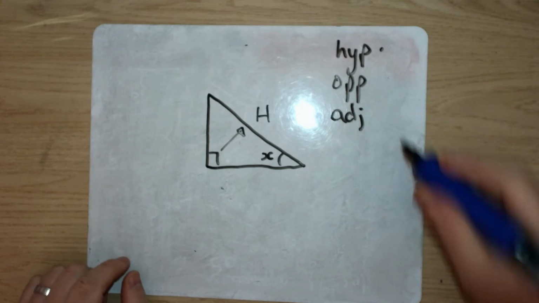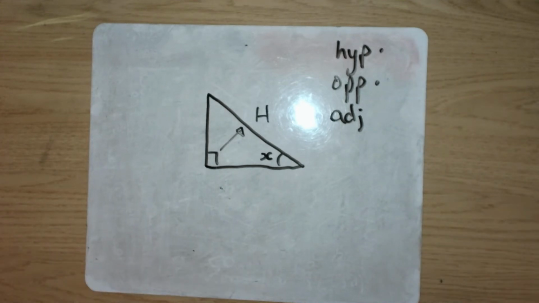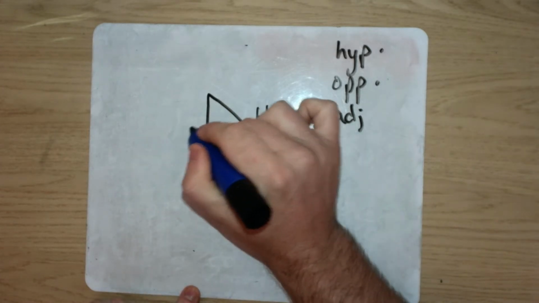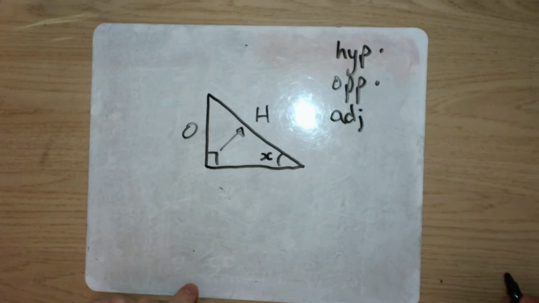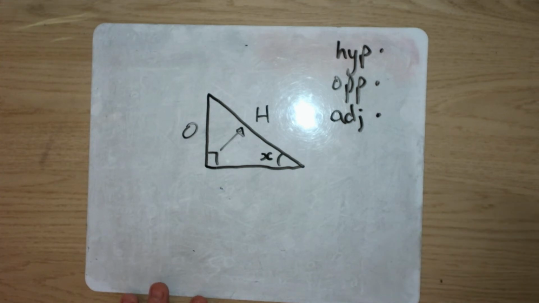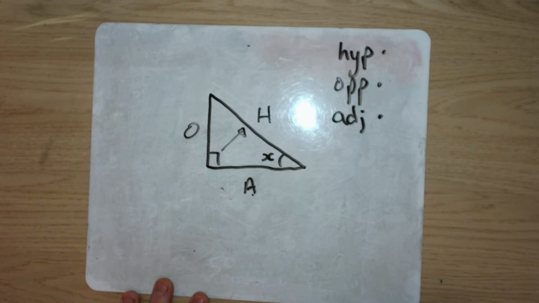The second one we're going to label up is the opposite. Opposite is exactly as it sounds. It's opposite where the angle is. So the angle's there, so my opposite side is going to be there. We've only got one side left now anyway. Adjacent to means next to. So the side that is next to the angle is going to be my adjacent.